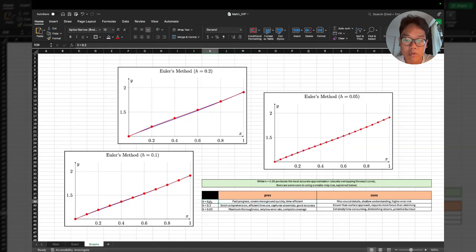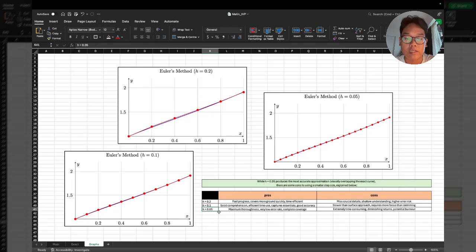When your h equals 0.2, you have fast progress, cover more ground quickly, and it is time efficient. However, you miss crucial details, get a shallow understanding, and have a higher error risk. When your h is 0.1, you get solid comprehension, efficient time use, captured essentials and good accuracy. However, it is slower than the surface approach and requires more focus than skimming.